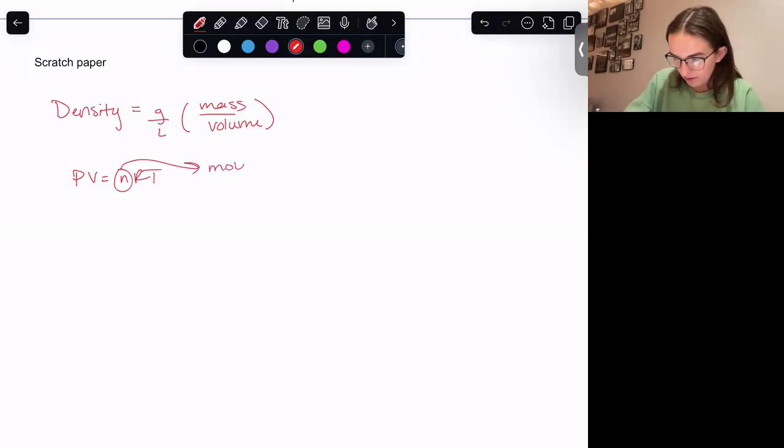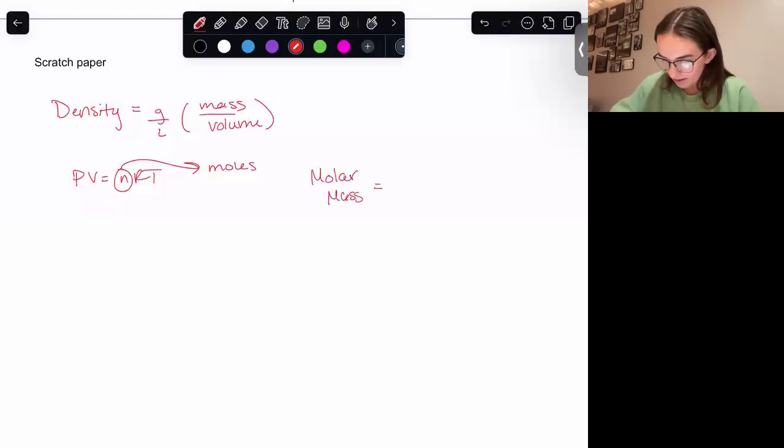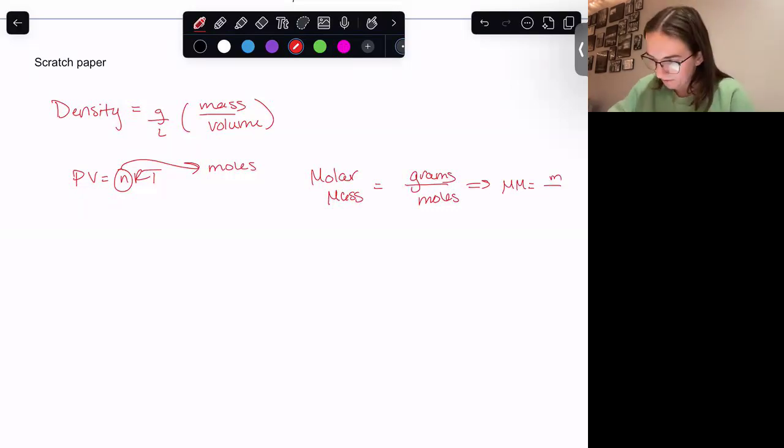And here is your moles. And we know that molar mass is equal to grams over moles. So you can rearrange, right? Molar mass is equal to, I'm going to say M is mass over n moles. So we can rearrange this to say mass is equal to molar mass times n. Or we can say moles is equal to mass over the molar mass.